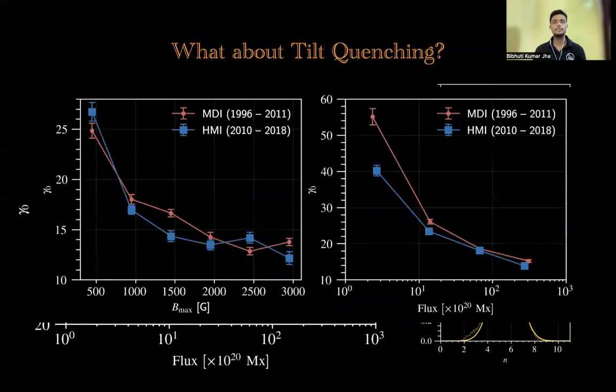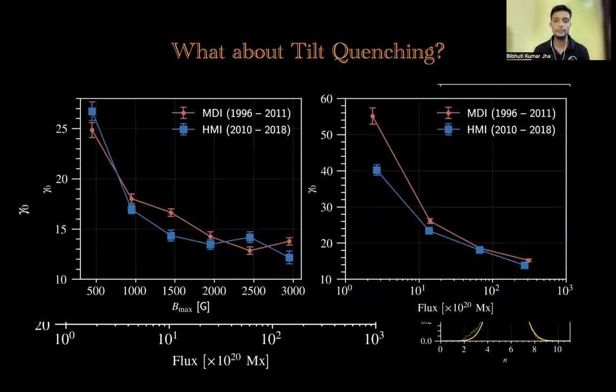Along with that, we also looked at the scatter, the delta term, with Bmax and the flux, and we see that as Bmax increases, the scatter decreases. That is pretty obvious, because the stronger the magnetic field in the BMR, the less it is affected by convective buffeting, and you can see the decrease in scatter. Similar behavior can be seen with the flux as well. So we have seen only an indication of tilt quenching, and we took the Bayesian approach to model the behavior that we have seen.